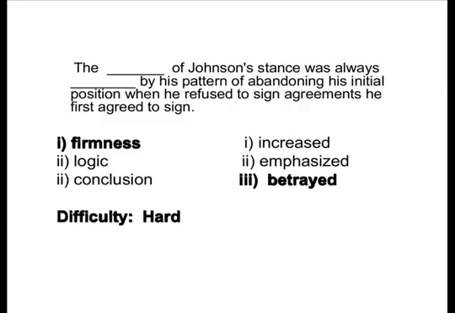That makes sense. Does it make sense to say the logic of Johnson's stance was always contradicted by his pattern of abandoning his initial position when he refused to sign agreements? No, that doesn't make sense because logic isn't really being changed. It's his point of view, his position that is being changed. The firmness of Johnson's stance was always betrayed by his pattern of abandoning his initial position when he refused. That makes sense.